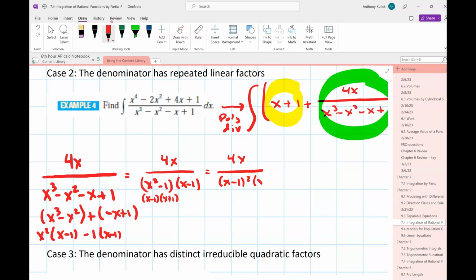So I have 2 x minus 1s in the denominator, 1 x plus 1. Is everybody okay there? Well, then what happened to the x squared? Well, that factors to x minus 1 times x plus 1, right? That's just a difference of 2 squares.